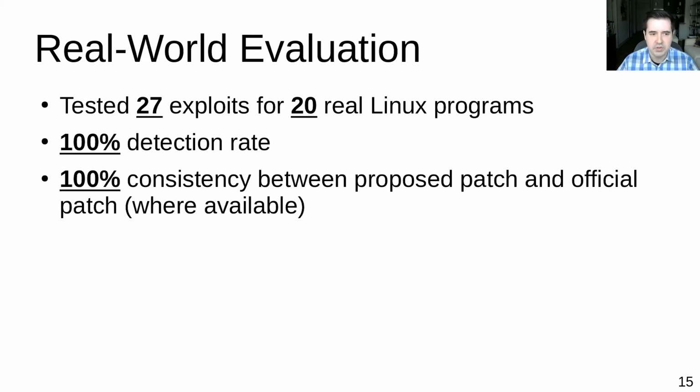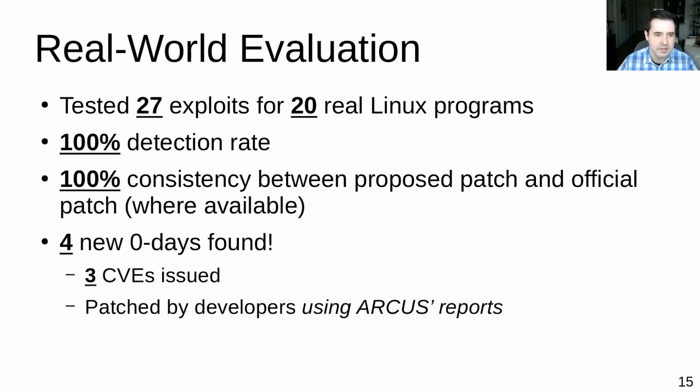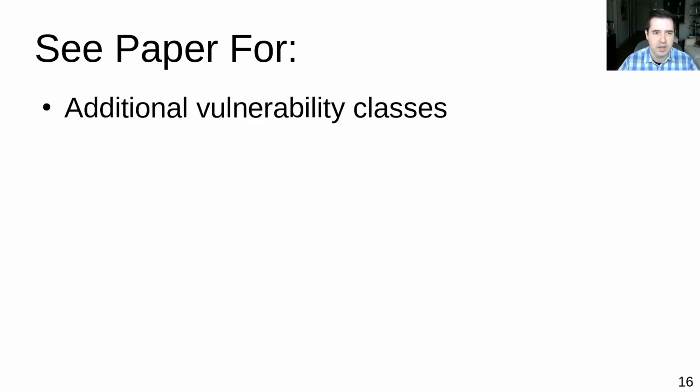Perhaps most interesting, though, is that in the process of analyzing these known vulnerabilities, ARCUS was actually able to uncover 4 new 0-days, which were severe enough to lead to the issuance of 3 CVEs that were then patched by developers using ARCUS's reporting. So if you think these results are interesting, I invite you to take a look at the paper where we go into a lot more details.